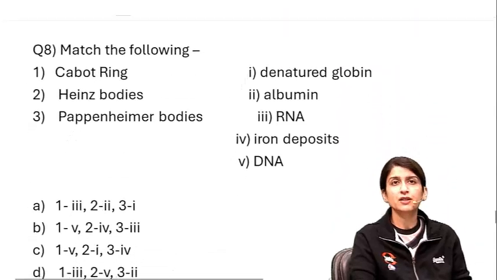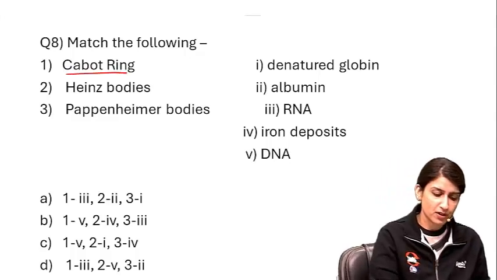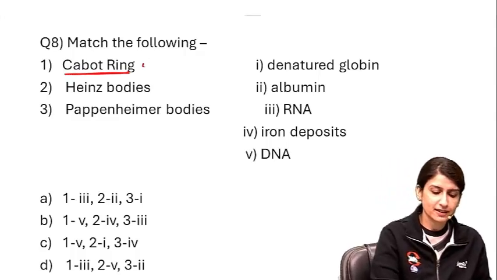Next question. Match the following columns. Okay. First is Cabot ring. Cabot ring क्या होता है? It's like this. It's a figure of 8 appearance.